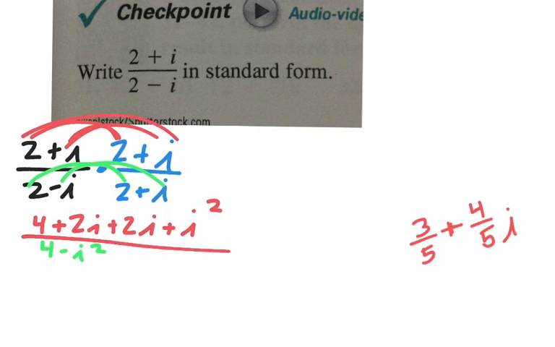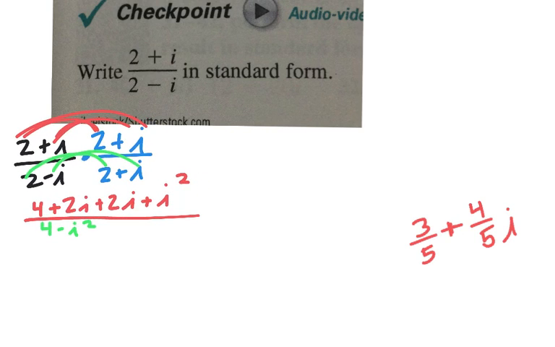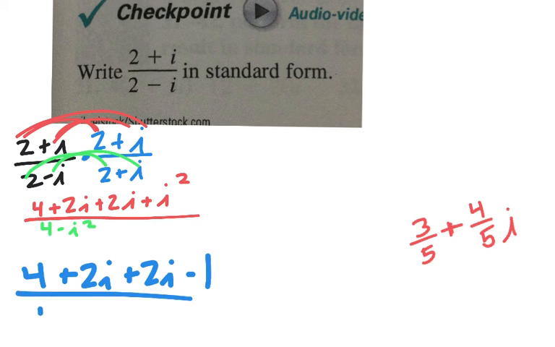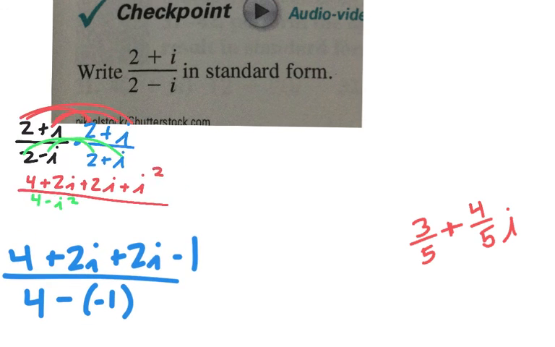Now I need to simplify this. First thing, I cannot have i squared. So everywhere I see an i squared, I'm plugging in -1. So it's 4 plus 2i plus 2i minus 1, over 4 minus, and then -1. Again, plugging in for i squareds, I'm putting -1s there.